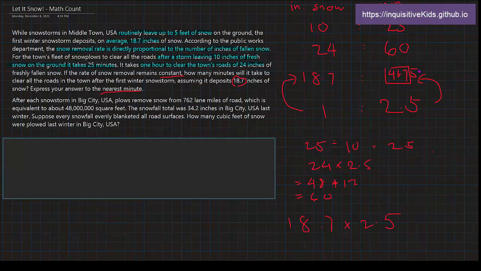Or did we? We especially underlined that it said to express your answer to the nearest minute. So instead, the answer isn't 46.75. It's 46.75 rounded to the nearest minute, which will round up to 47. So it would take approximately 47 minutes to clear up 18.7 inches of snow.